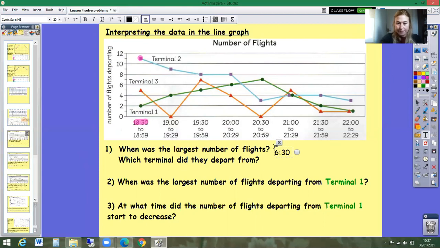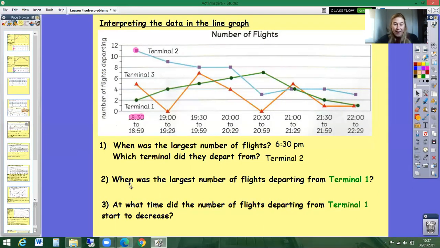6:30 p.m. And I can see which terminal they departed from because it's a blue line with the squares on for each dot instead of the triangles and the circles. And Terminal 2 is the label next to that line, so I know it was Terminal 2. Okay, let's go to the next question.